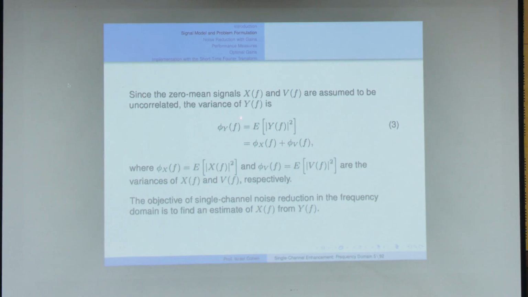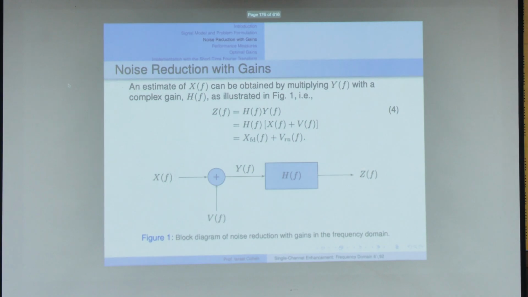So sometimes we keep the function of f, and sometimes maybe we can just drop it because we understand we work on each frequency independently. So here, Y(f) is a scalar, right? It's a complex scalar. And the variance of this complex number is defined like this. So this is its variance, and we can write it as the summation of two variances, the variance of X and the variance of V. So you see, when we work on scalars, everything is much more simple. Let's continue.